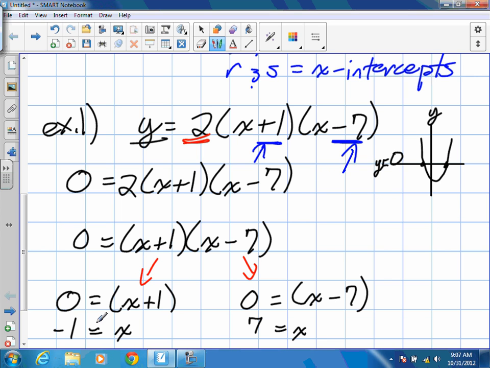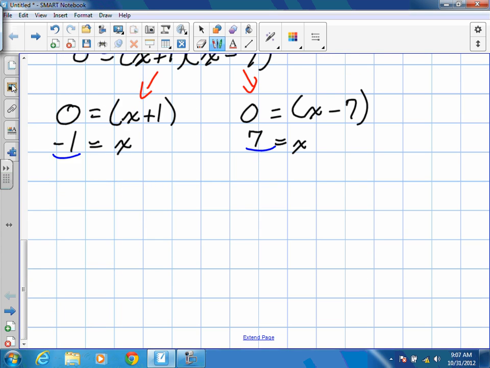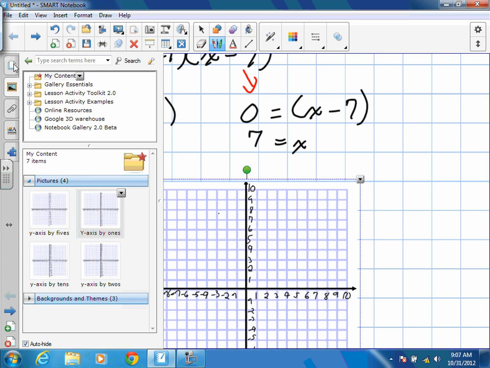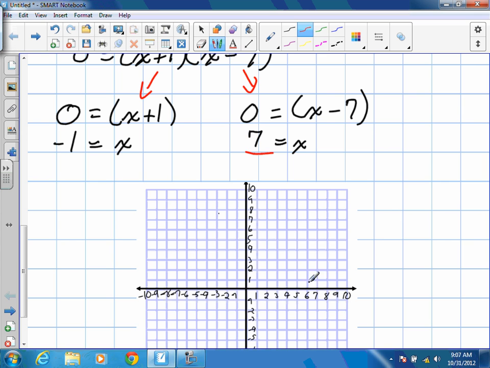Okay? So now that we have that information, we can graph some x-intercepts. Put a graph up here. So, our x-intercepts in this case. One of them being positive 7, so that means we cross the x-axis at 7. And then one of the other ones, we cross the x-intercept at negative 1. Okay? So those are two major points for us. We've got that information. The vertex is going to fall in the middle of those two.